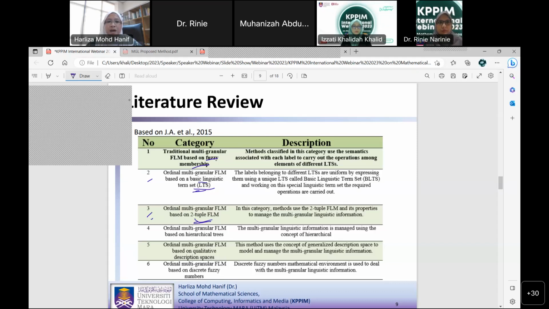The fourth one is hierarchical trees. The fifth one is based on qualitative description spaces. And the sixth one is discrete fuzzy numbers. So in this research we narrow down on the first category. I'm trying to propose a method for the first category that is based on fuzzy membership. So what is fuzzy membership?